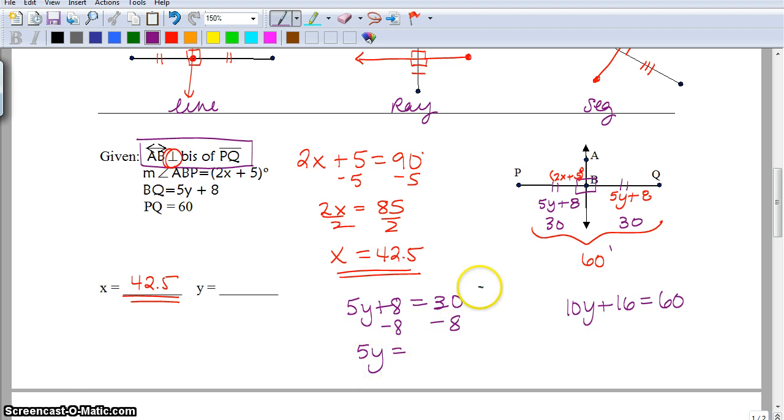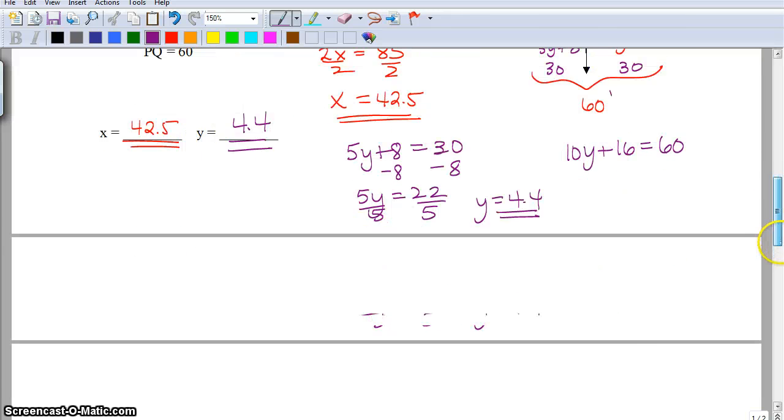So 5y is equal to 22. Divide by 5, and I get y to be 4.4. So y is 4.4, and x is 42.5. All right, so if you have any questions or if that didn't make sense, play it again. Otherwise, we will totally go over it in class on Monday. So go ahead and flip it over.